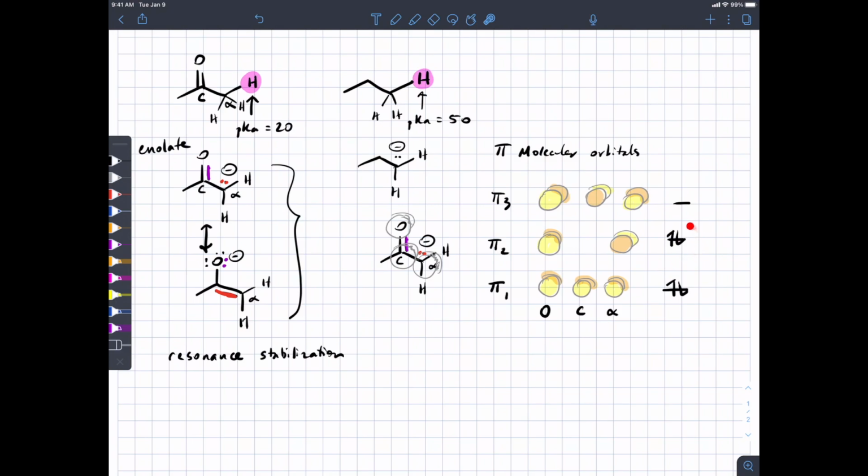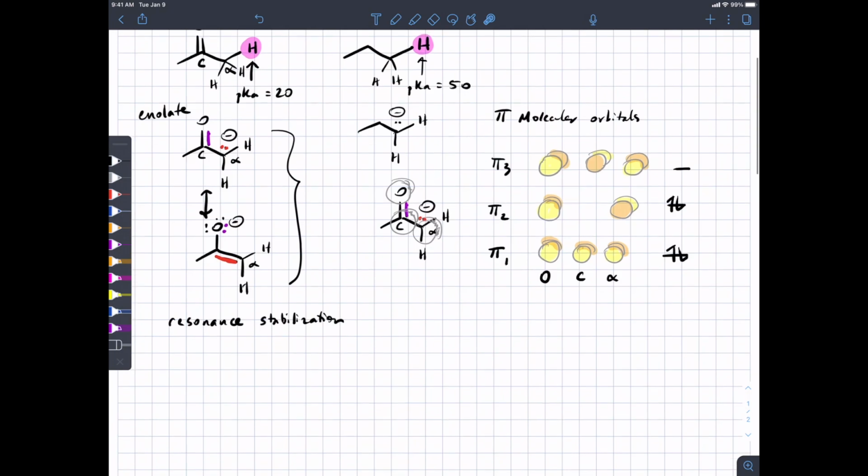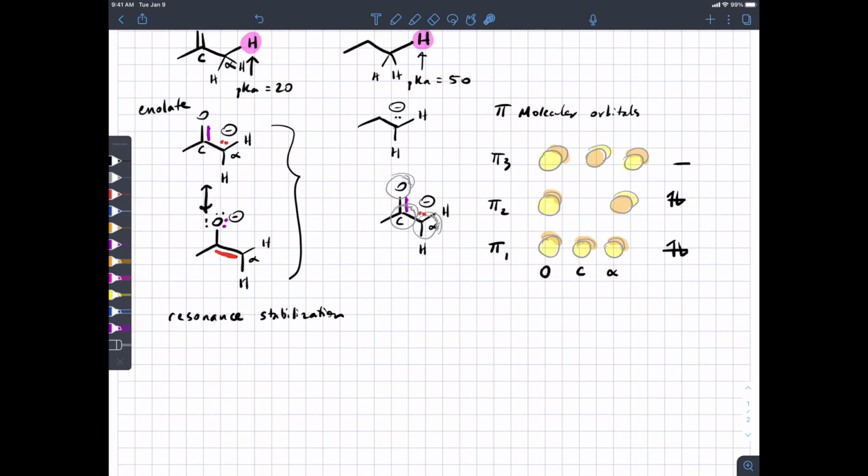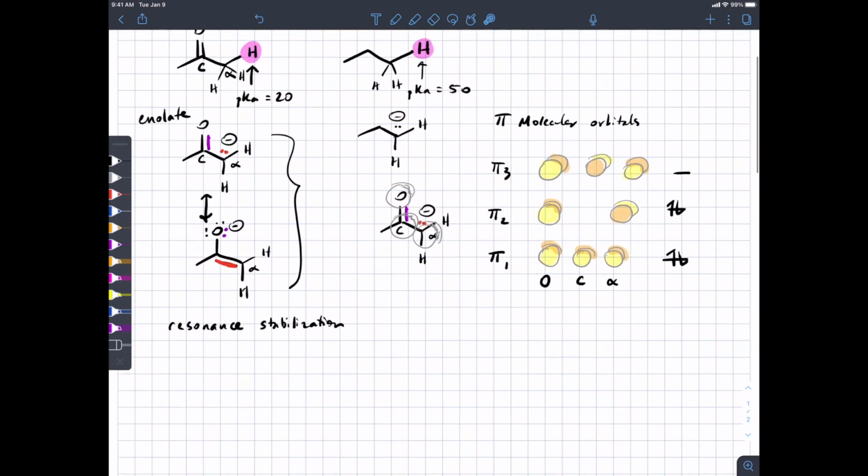The highest energy electrons, notice, are only in this orbital. They're only on the oxygen and on the alpha carbon, and that corresponds to the lone pair with the negative charge that is only ever on the alpha carbon and on the oxygen. So that's just a crash course reminder in resonance, but resonance is the explanation for why the enolate is more acidic than a typical sp3 hybridized carbon-hydrogen bond.